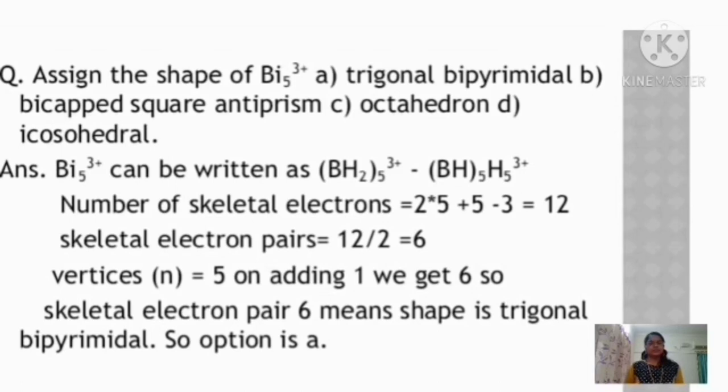Here n is also equal to 5 because the bismuth atoms are 5. After replacing with boron also, the boron atoms obtained are 5. So n is equal to 5, and the polyhedral electron pair or skeletal electron pair obtained is 6. So the perfect geometry is trigonal bipyramidal. So the option is A.